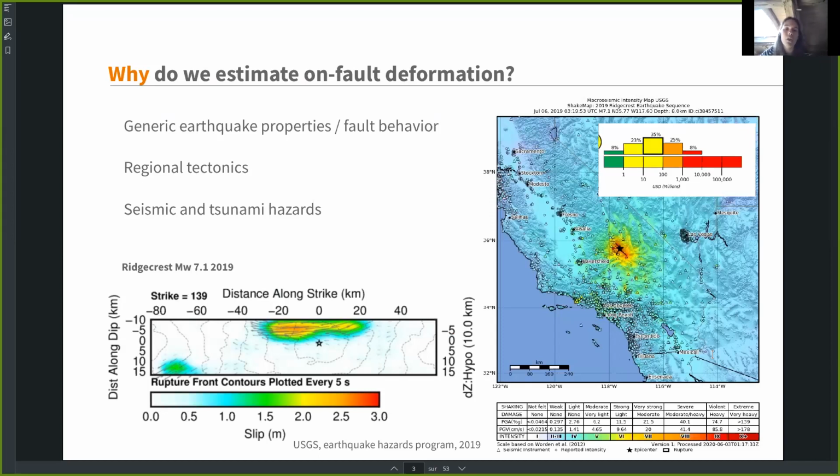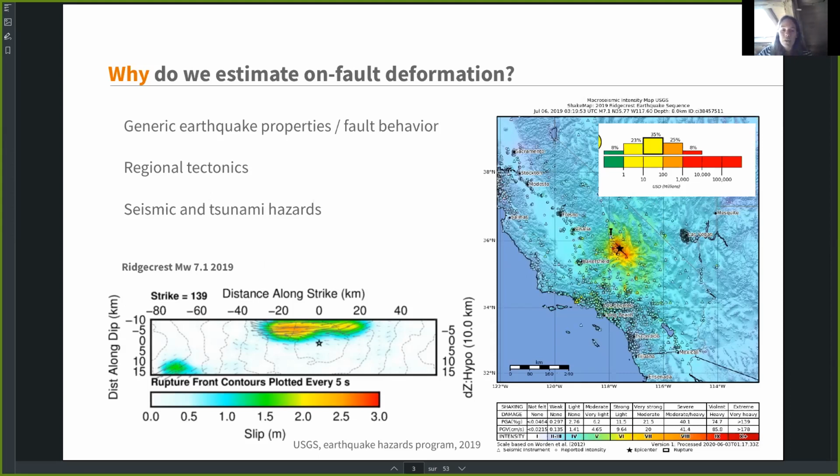I'm showing you an example here from the USGS Earthquake Hazards Program. They are providing estimates of seismic and tsunami hazards in almost real time. Here is an example for the Ridgecrest earthquake that occurred 2 years ago in California. Within a few hours after the earthquake, they are able to provide a seismic slip model. From this slip model, they can predict a map of the shaking around the epicenter. And from the shaking map, they can also predict the economic losses that will happen after this earthquake.